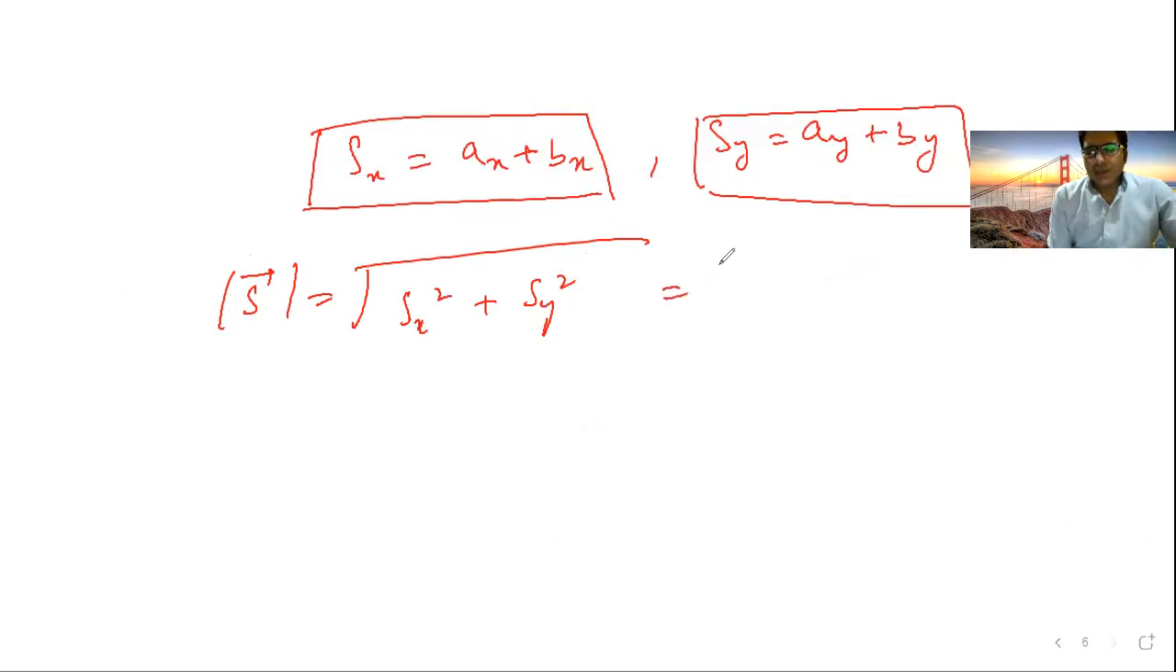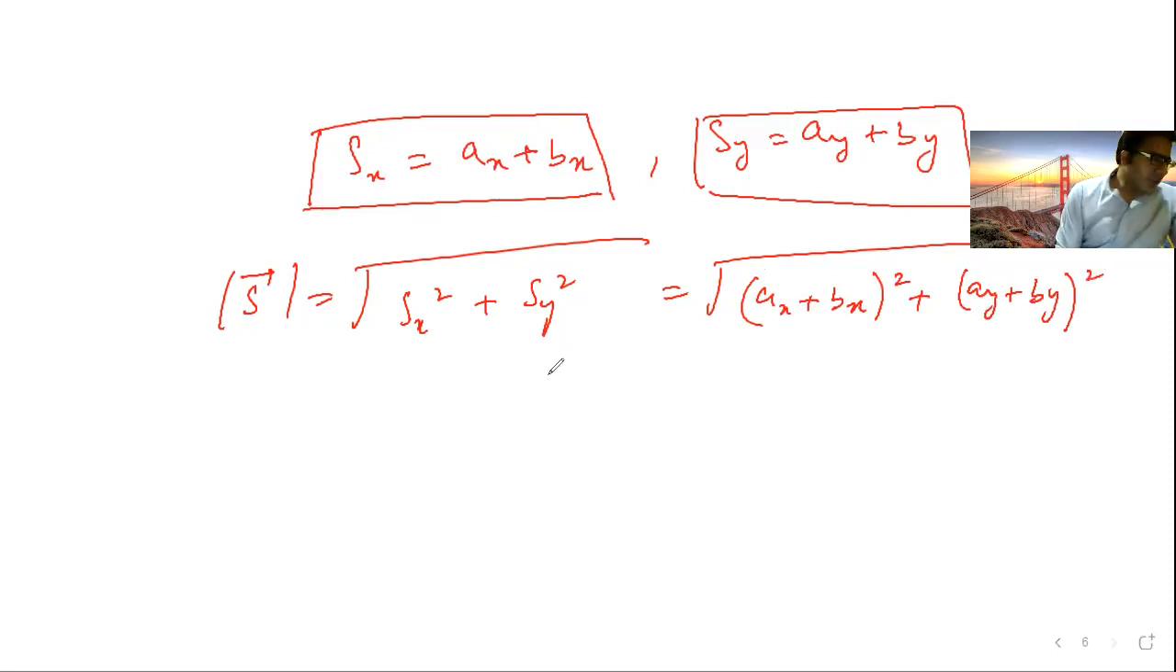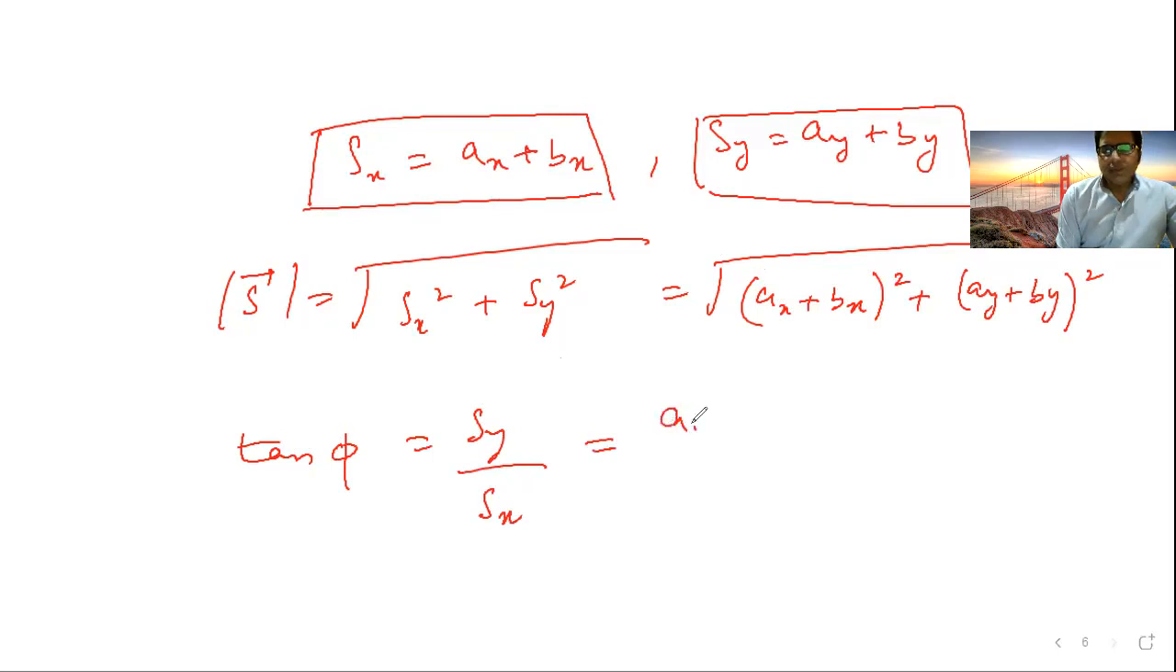Now I can replace sx by ax plus bx, square, plus sy can be replaced by ay plus by, then there is square, right? Similarly, I know tan phi, which gives me the direction of the s vector, will be sy by sx. Sy itself is ay plus by and sx is ax plus bx.